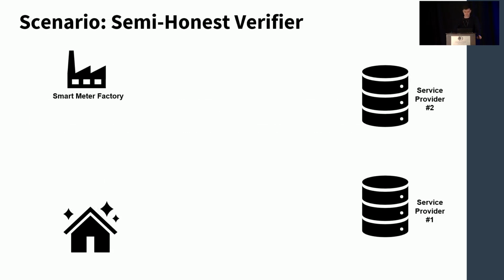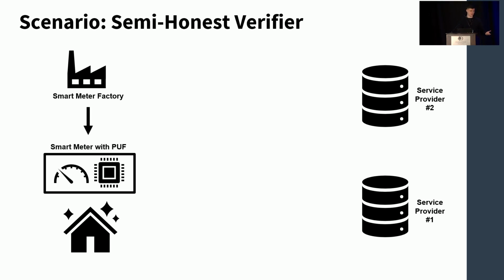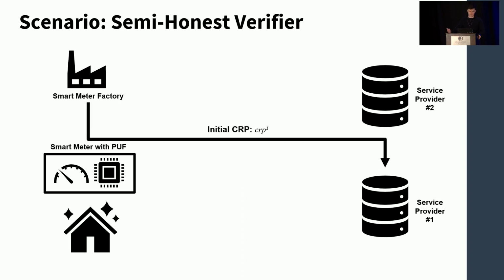So I'll quickly describe this scenario in the case of a smart grid environment, where we might have a smart meter factory. They manufacture a device with a PUF and provide this to the end user. They'll send an initial CRP to a service provider so that they can open up a secure authentication channel between the smart device and themselves for sending energy data, for example.